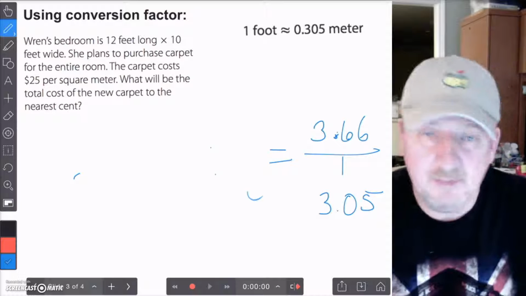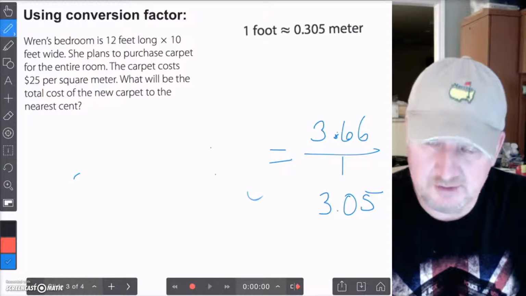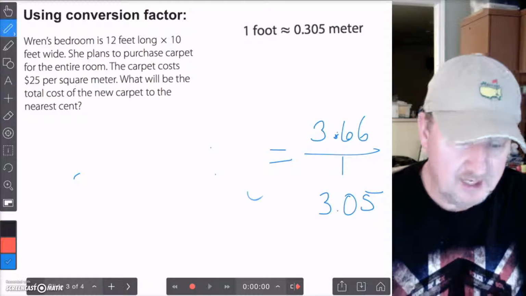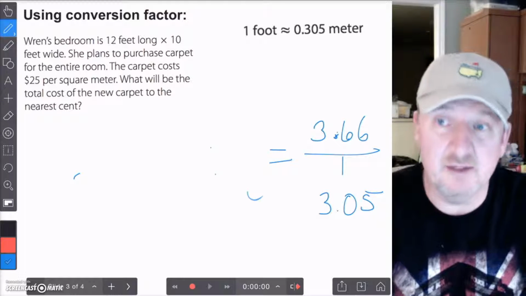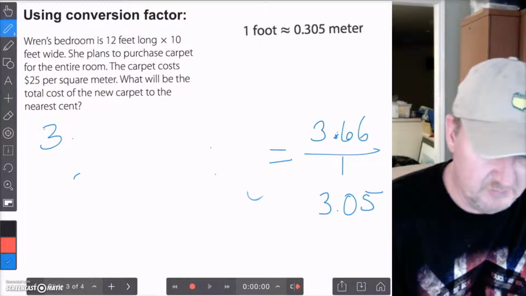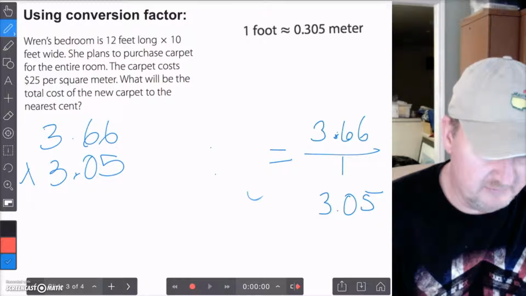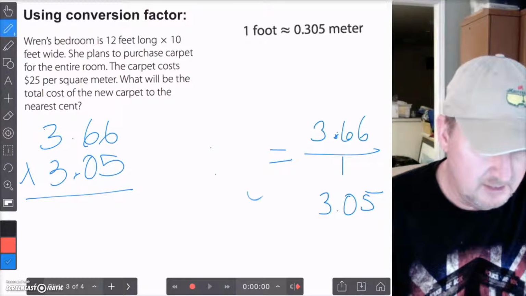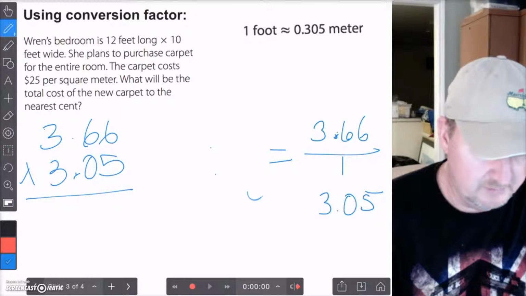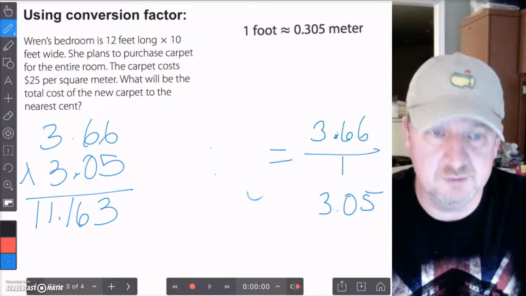So I have my 3.66 yards and 3.05 yards. Now I need to come up with the area of the bedroom. So I multiply 3.66 times 3.05, and I'm going to come up with 11.163. I'm not going to take the time to do all the math. I know you know how to multiply those two numbers together.